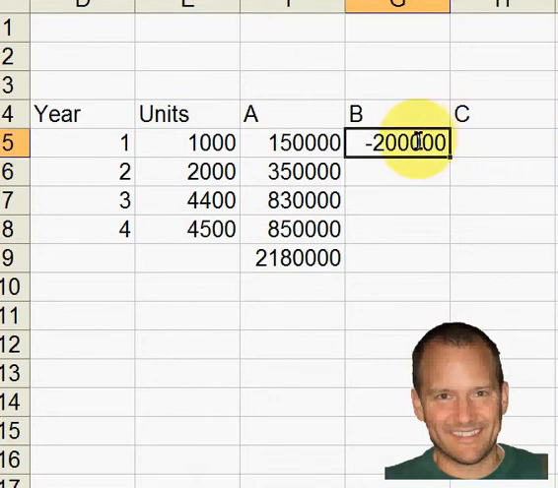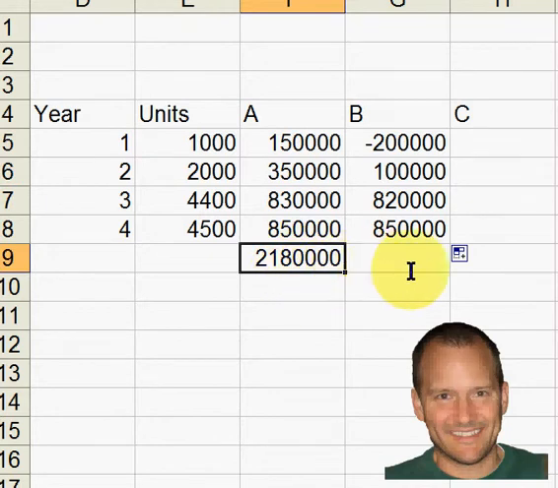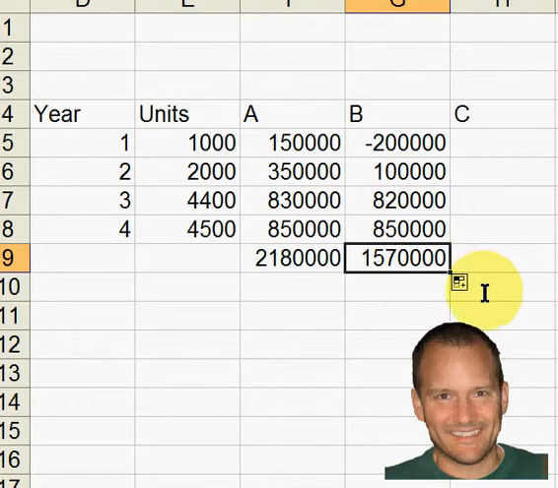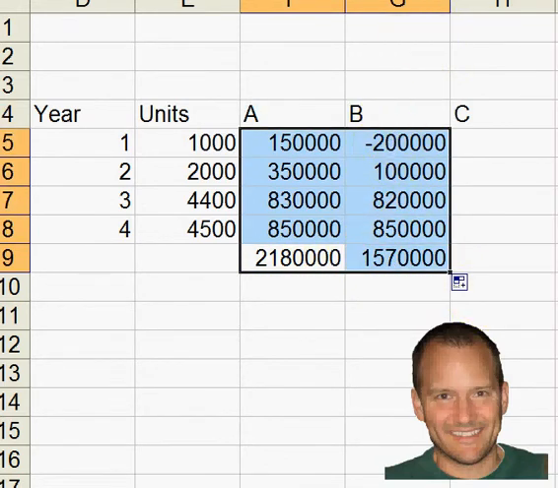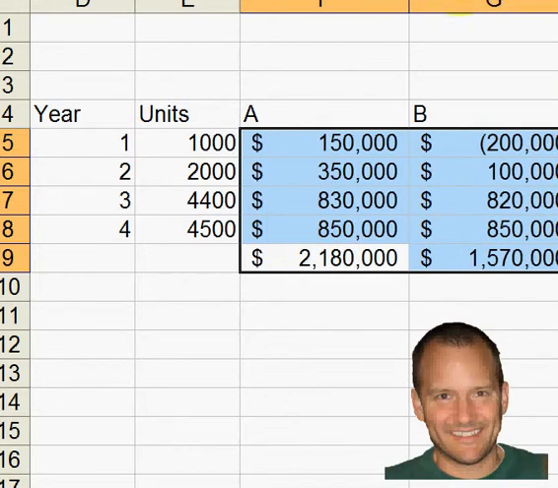Uh-oh, we lost money, lost $200,000. We'll copy that down, and we're going to bring this formula over here. So now you can see we're summing these up. So now, in this case, let's make all these in dollars, and let's get rid of those decimals.